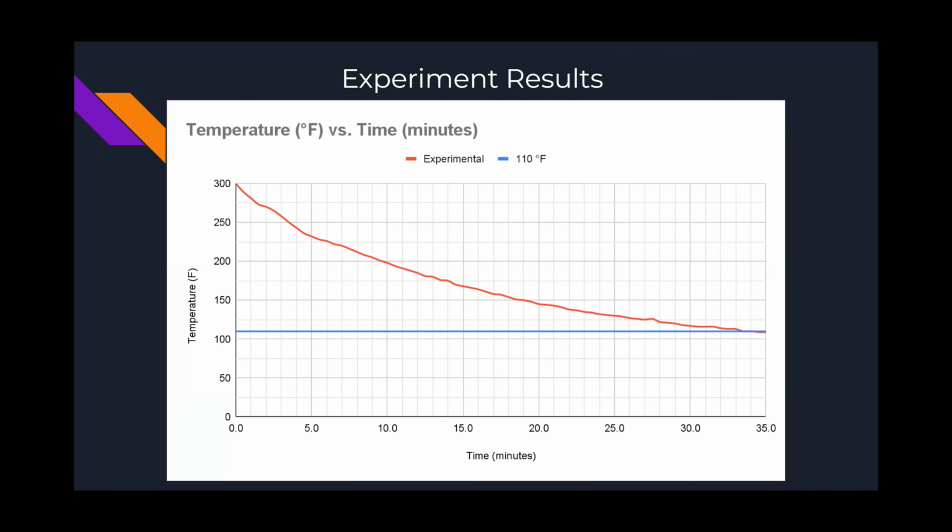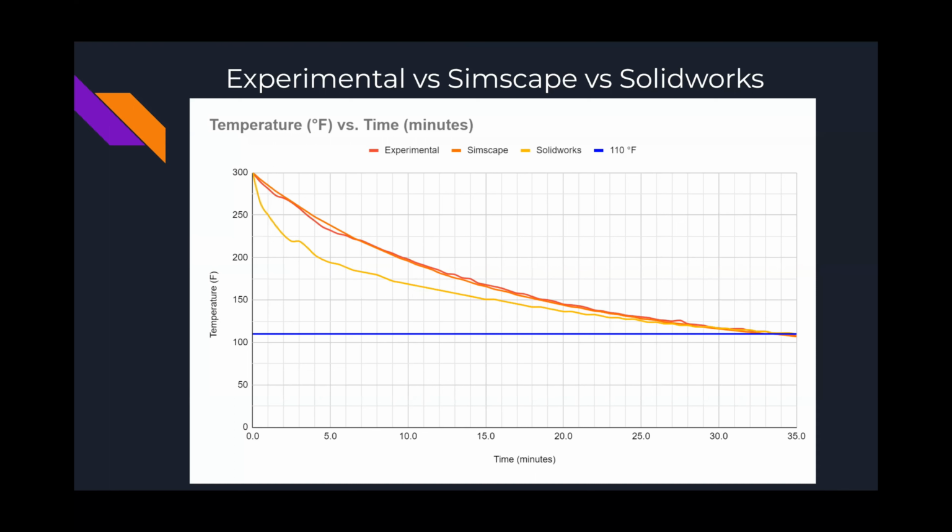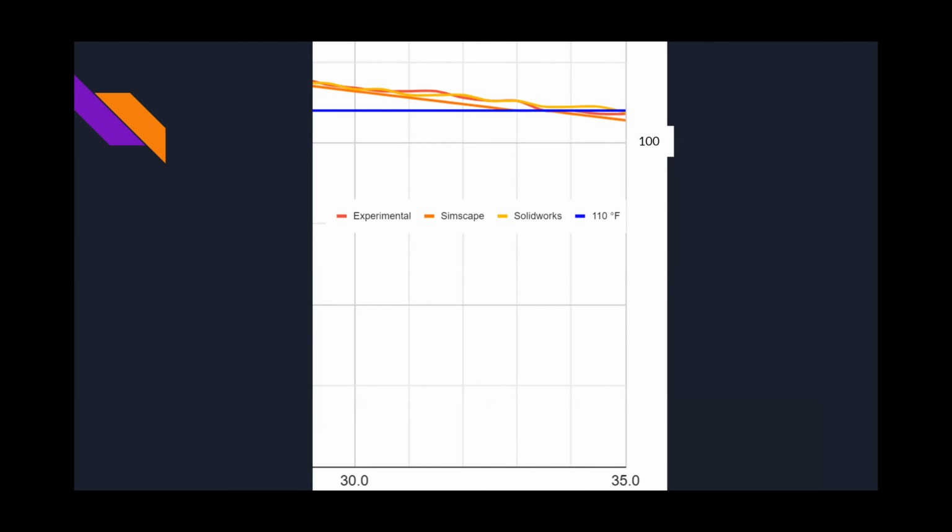This graph compares the temperature of oil over time in the experiment, the SimScape model, and the SolidWorks model. The experiment and SimScape model follow roughly the same curve throughout the 35 minutes. The SolidWorks model, however, shows the oil rapidly cooling off in the first 15 minutes and then slowly decreasing the temperature, cooling off at a quicker rate than the experiment or SimScape. Each plot shows the oil reaching a temperature of 110 Fahrenheit between 33 and 35 minutes.